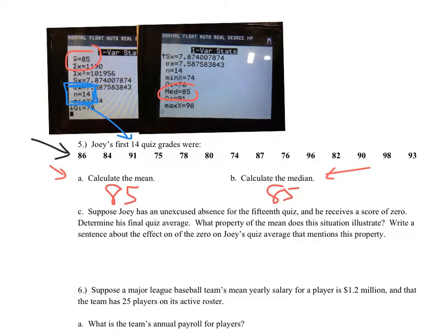Now the question says, suppose Joey has an unexcused absence for the 15th quiz, and he receives a score of 0. Determine his final quiz average, and then what property of the mean does this situation illustrate? So what I'm going to do is enter in a 15th grade of 0 and recalculate the mean, recalculate his quiz average.